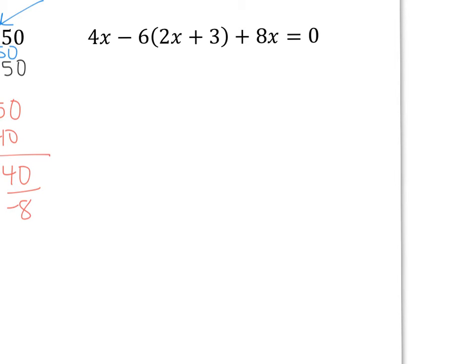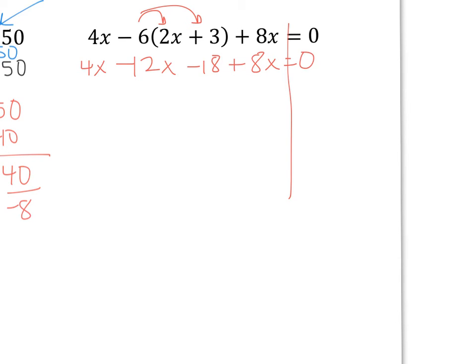Let's take a look here at this next example. I'm going to distribute the -6 to both terms inside the parentheses. And so I have 4x minus 12x minus 18 plus 8x equals 0. And I do see some like terms. I see a 4x minus 12x and then a positive 8x. So 4 minus 12 is -8, and plus 8 here is 0x. So I end up getting -18 equals 0.